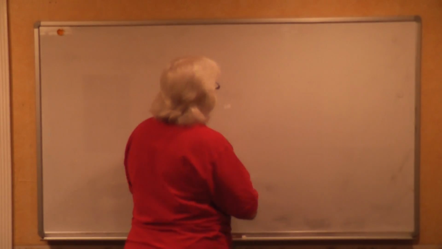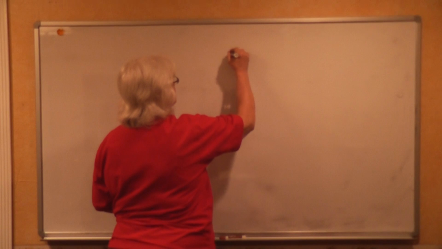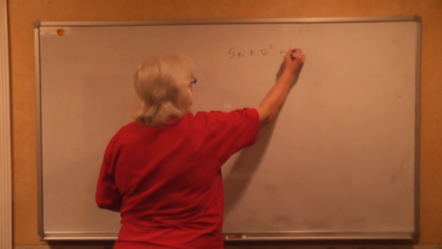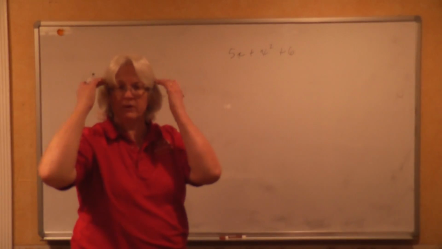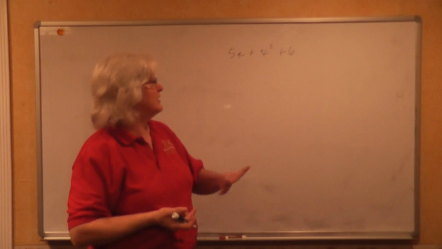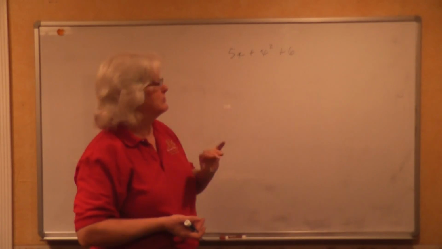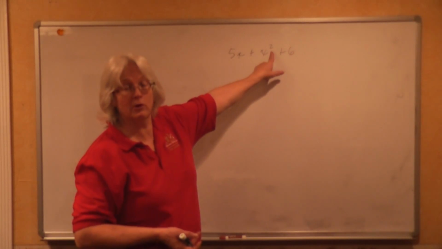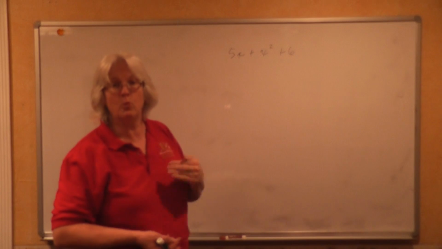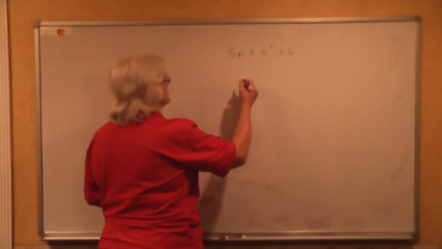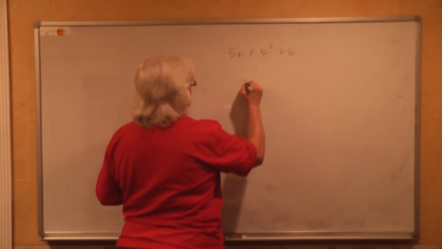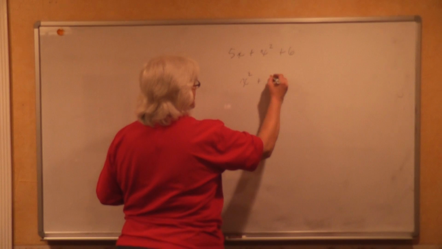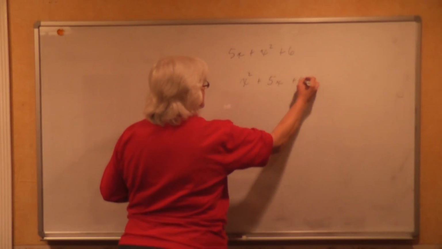So what exactly is a leading coefficient? Well, we have this quadratic expression here. It's 5x plus x squared plus 6. And you're probably thinking that's not the way that should be written. But it is a quadratic trinomial because the highest degree term is second degree. However, you want to order your polynomials in descending power. So it would actually be written x squared plus 5x plus 6.